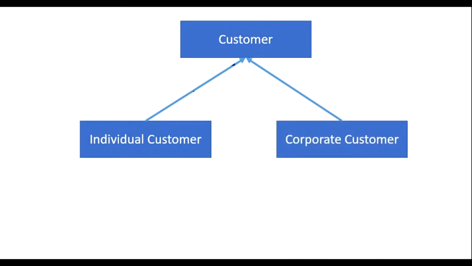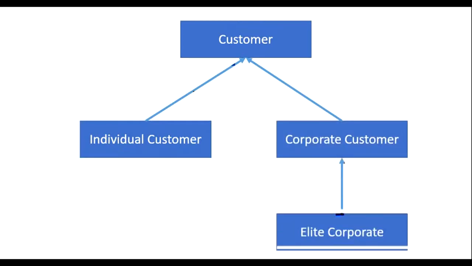So let me take you to a basic example which will make things much more clear. Now let's say that we have a customer module which consists of a customer base class which is extended by the individual customer and corporate customer, and the corporate customer is further extended by the elite corporate customer. This is our design for the customer module.